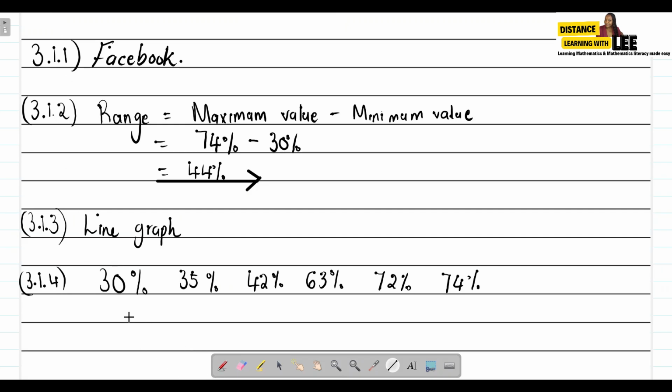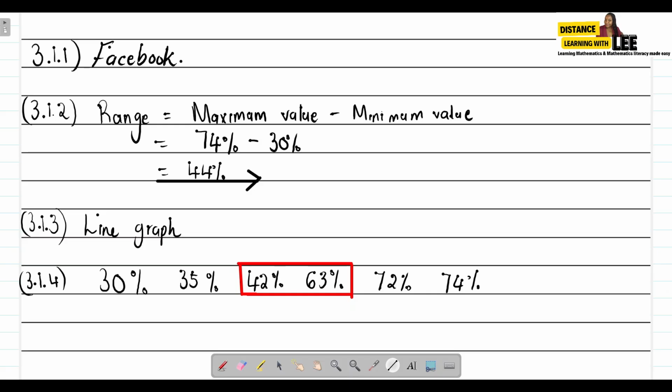When we want the median, we want the middle value. What is the middle value? The middle value is the value that will have the same amount of numbers on the left hand side and the same amount of numbers on the right hand side. In this case, we've got 1, 2, 3, 4, 5, 6. We've got an even data set. So our median will be two numbers added together divided by 2. In this case, our median will be in between these two numbers, 42% and 63%.